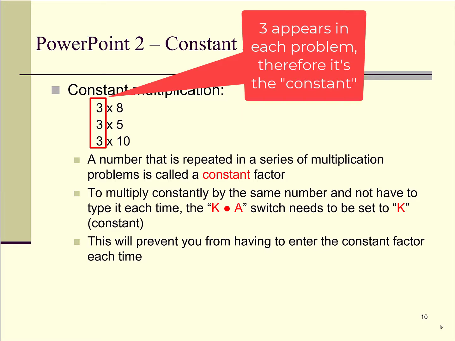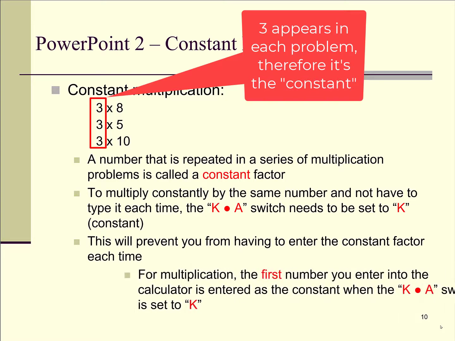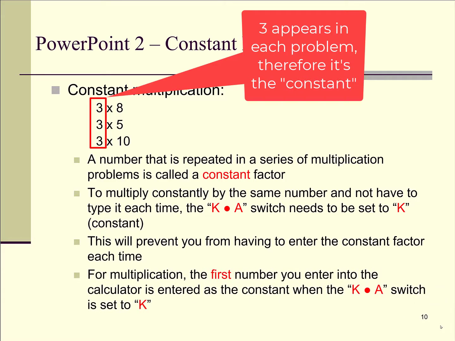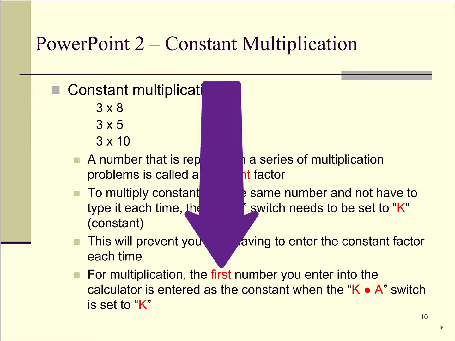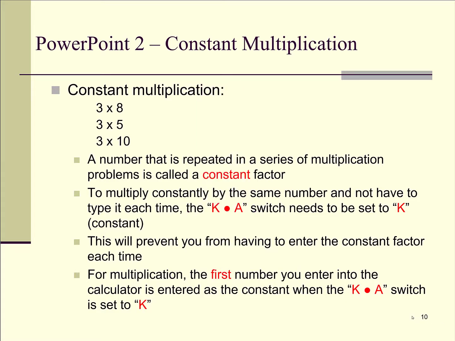Now it's important to understand that when doing constant multiplication, as opposed to constant division, which we will learn later, for multiplication, the first number you enter into the calculator is entered as the constant when the k.a switch is set to k. So when we're doing these constant multiplication problems, it's important to enter the constant number, in this case the 3, first in each of these problems that we're going to solve. So if we enter 3 times 8 into our calculator, the first number, the 3, will be set as a constant.